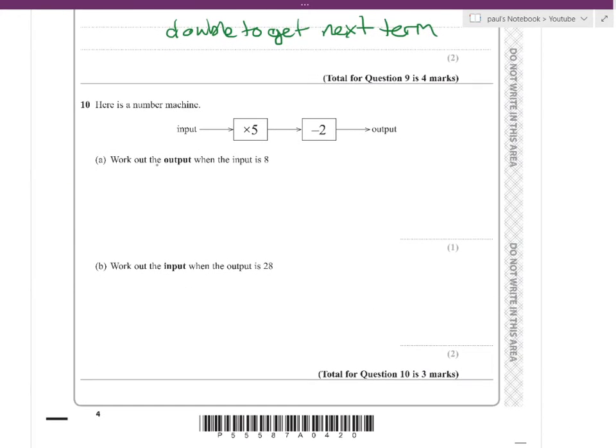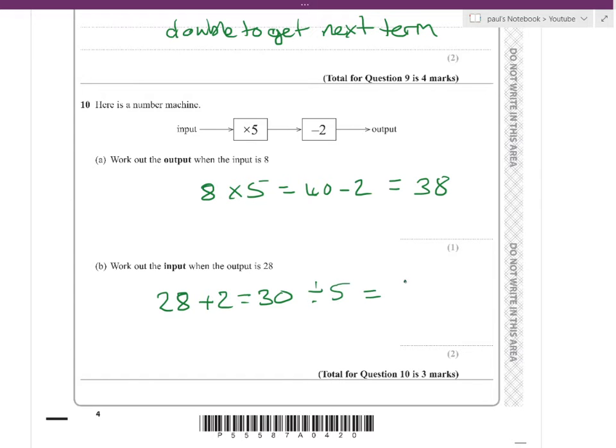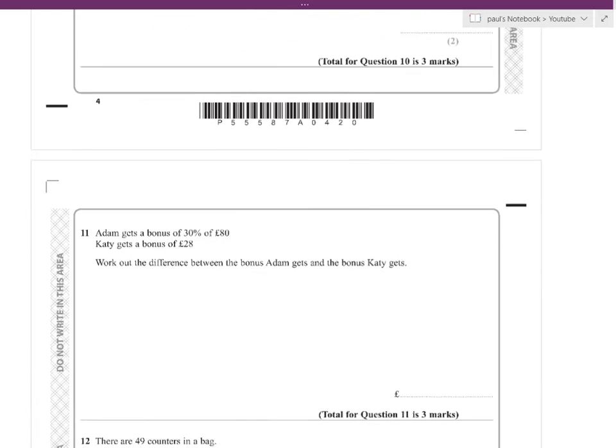Here's a number machine. Work out the output when your input is 8. So you're going to do 8 times 5 is 40. Take away 2 equals 38. Work out the input when the output is 28. So we're going to go back the other way. 28, we're going to add 2, which equals 30. Then we're going to divide by 5, which equals 6. So do the opposite. Come round the other way.